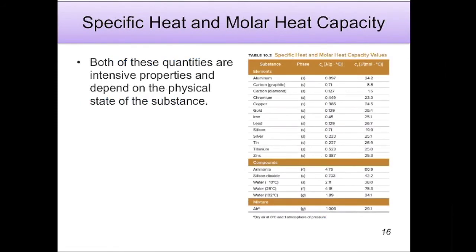So both specific heat and molar heat capacity are intensive properties. So they depend on the physical state of a substance. So intensive properties was something you learned right at the beginning of General Chemistry 1.